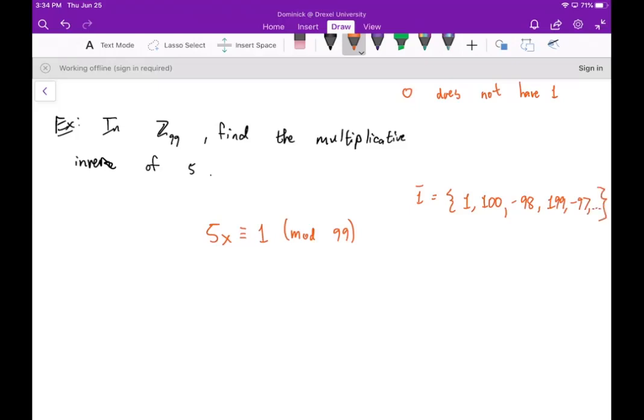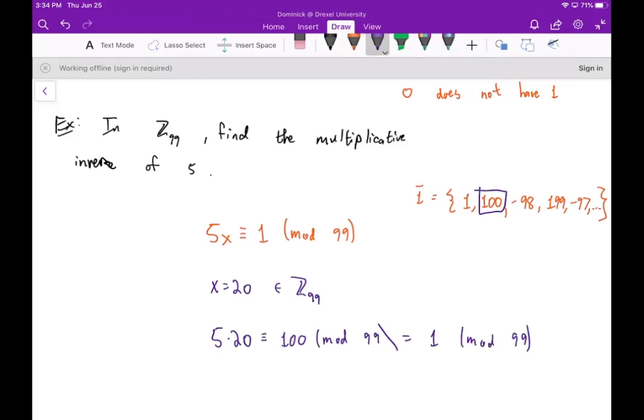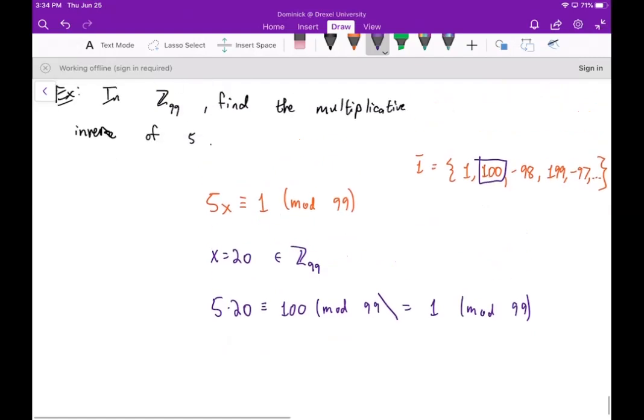Now, what's going to be the easiest number to get to here? Well, of course, it's going to be 100, because we know that if x is equal to 20, which is in Z99, then 5 times 20 would be congruent to 100 mod 99, but that's just equal to 1 mod 99. So the multiplicative inverse of 5 is 20, because 5 times 20 gives me 1 mod 99.